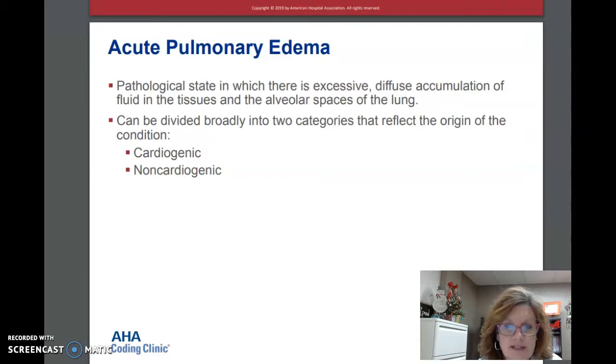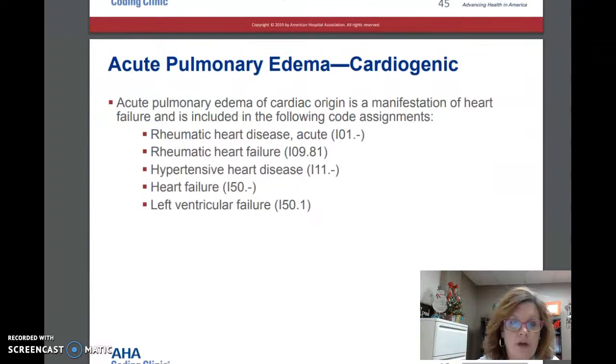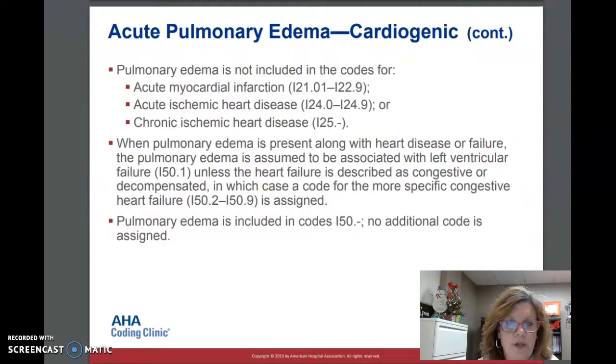Acute pulmonary edema. Okay, this is excessive diffuse accumulation of fluid in the tissues. It can be divided broadly into two categories, cardiogenic and non-cardiogenic. One thing to remember, it's included in the following code assignments, so you don't code this extra. If the patient has rheumatic heart failure, hypertensive heart disease with heart failure, or left ventricular failure, you do not also code pulmonary edema. It's also included in the codes for acute MI and ischemic heart disease.